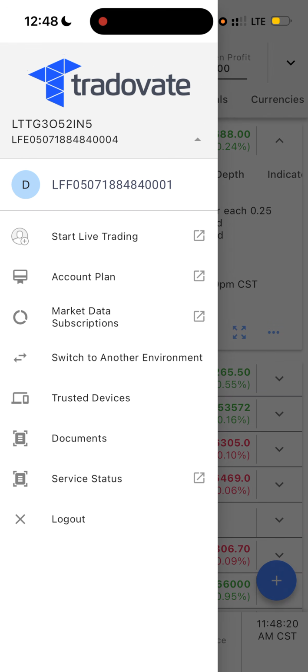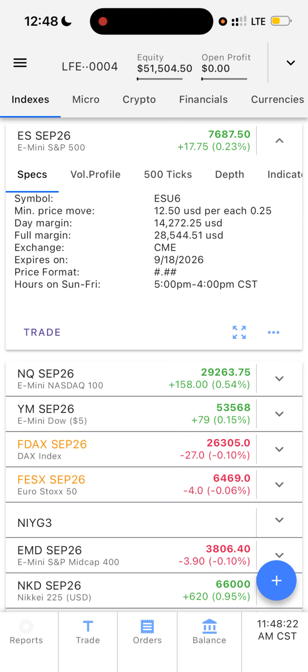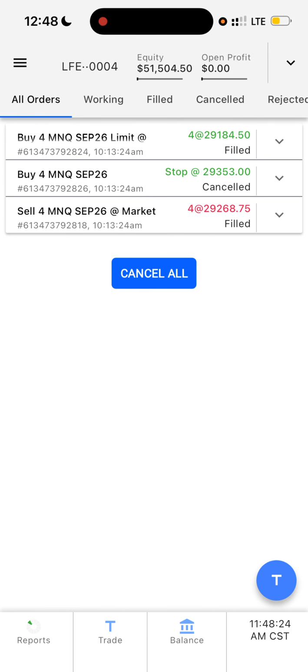Okay, so here is the evaluation account. You can see the LFE right here at the top. You can see there's a sell fill, buy fill, and then the canceled buy fill. So there was only one trade with 4 contracts taken in the eval account. And I'll show you the balance. I made $670 in that account today.